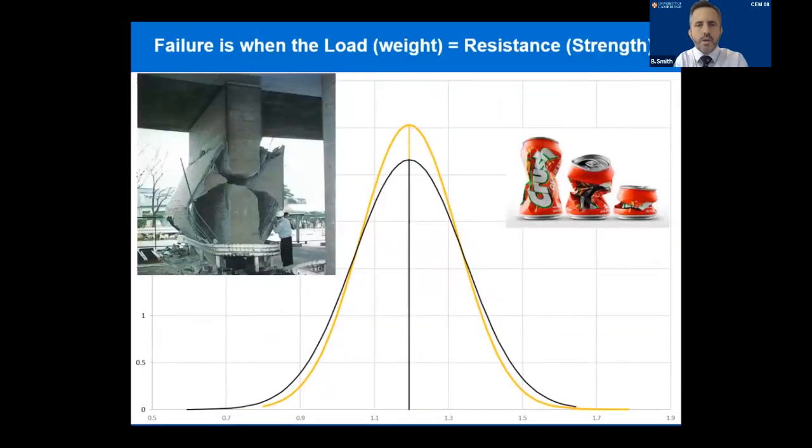If the curves are too close and the peaks coincide like this, it represents a factor of safety of 1 and is the definition of structural failure.